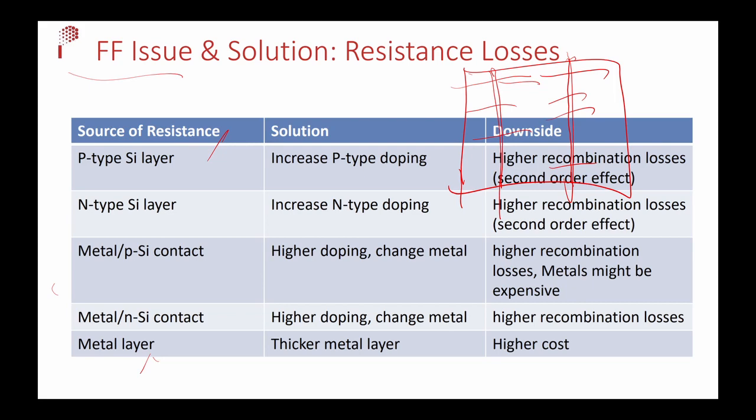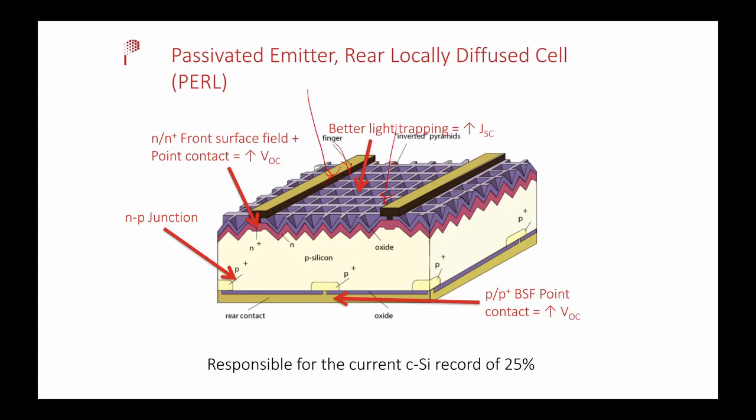That will decrease the series resistance, because why? The metal contact is there, but we are taking the current out at the edge. If an electron is collected at this junction, it has to travel through the metal, so there will be resistance through the metal itself.